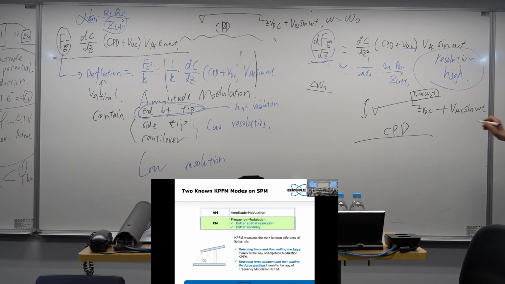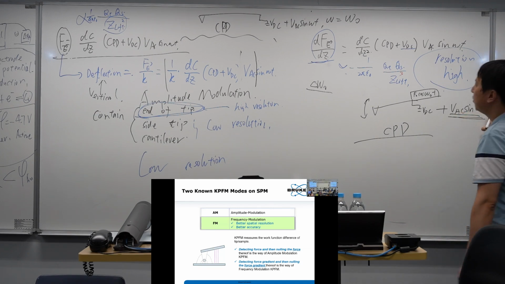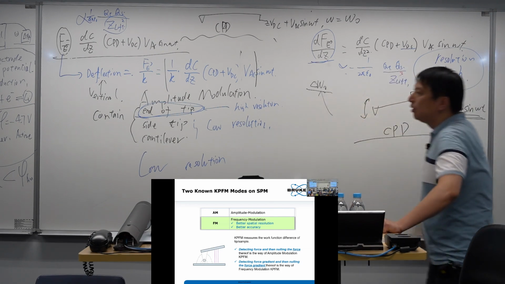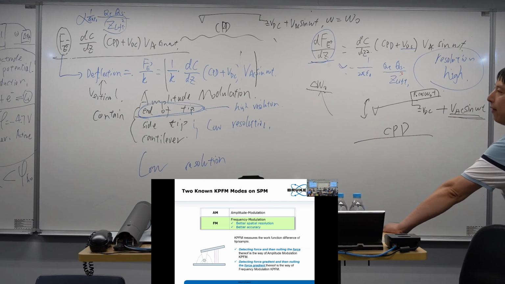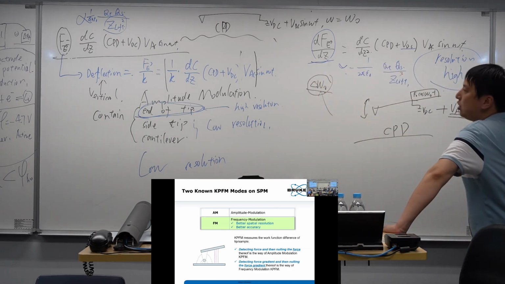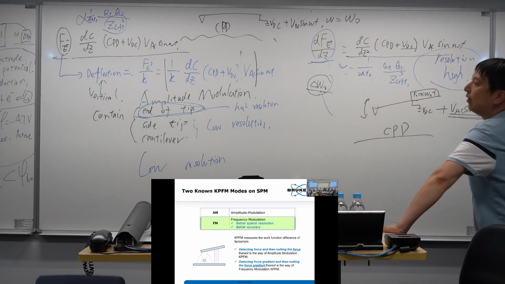And this sine omega t electric field force will change the resonance frequency of the tip. Then we detect the resonance frequency shift, and then we can know this one.